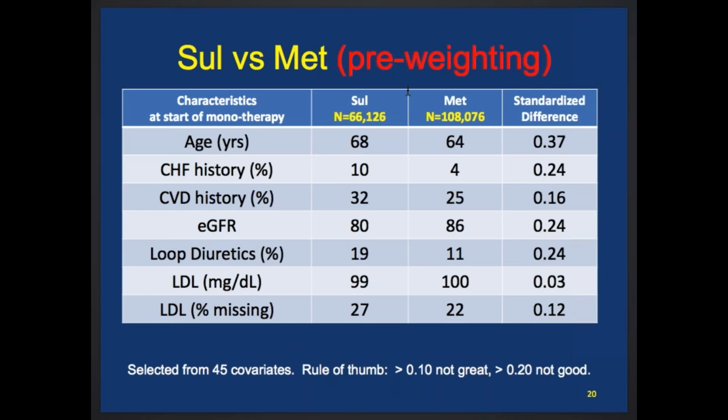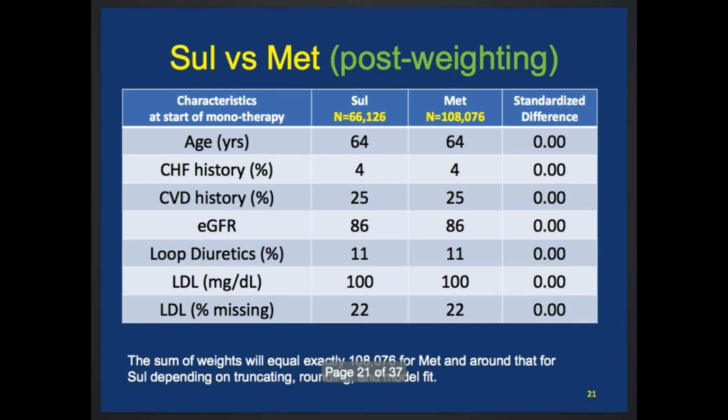So here's our pre-weighting covariates that we're focusing in on. You'll remember that we had our age difference of 68 versus 64, 10 versus 4 CHF history, and so on. And we had some fairly bad standardized differences. After weighting with the metformin stabilized weights, note metformin doesn't change at all. All of these values stayed right where they were, but the sulfonylurea users shift to where the metformin users are. And our standardized differences all go to 0 to at least 2 decimal places. The sum of weights for the sulfonylurea users is going to equal approximately the number of metformin users, to give you a little bit of an intuition of what's going on. Because we're essentially scaling up the sulfonylurea users in order to match the metformin user distribution.